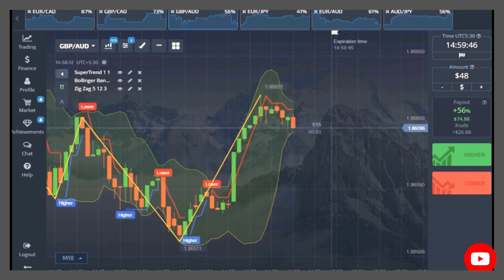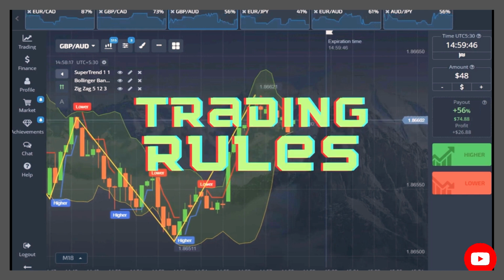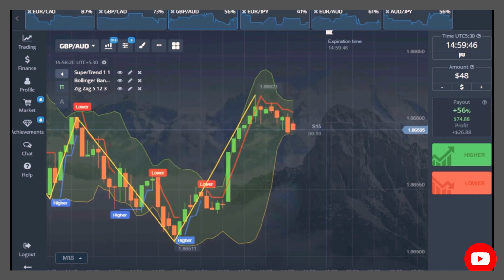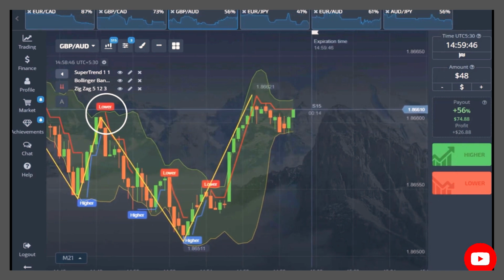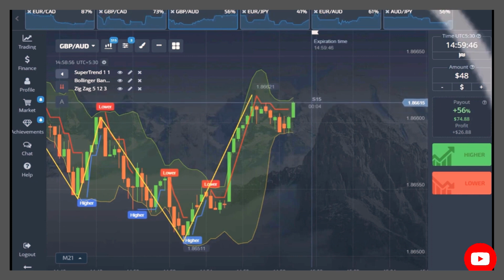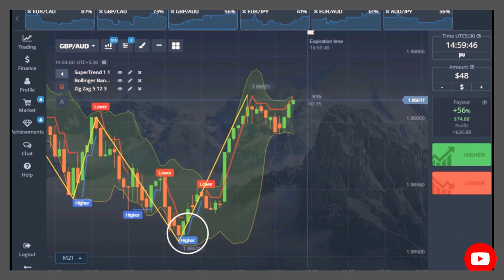For this strategy, we will keep the candle timeframe at 15 seconds. So let's understand the trading rules of this indicator strategy. If the candle touches or closes above the upper Bollinger Bands line, and the ZigZag indicator line is also above the candle, and if the Supertrend indicator generates a sell signal afterward, it indicates a favorable opportunity to enter a sell trade. Similarly, if a candle touches or closes below the lower Bollinger Bands line, and the ZigZag indicator line is below the candle, and if the Supertrend indicator generates a buy signal, it indicates a suitable opportunity for a buy trade.